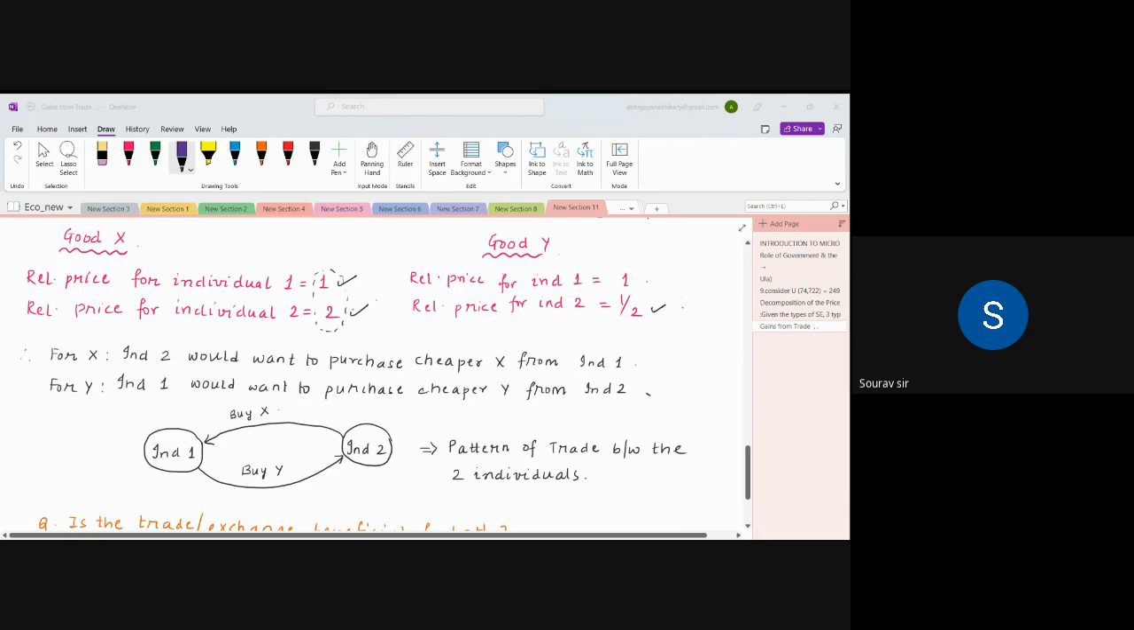How is it cheaper? Look at the figures that you have. Relative price for individual 2 is 2. What does it mean? To produce an extra unit of good X, individual 2 would have to sacrifice 2 units of Y. Correct? However, if individual 2 decides to purchase it from individual 1 instead of producing it himself, how many units of Y would he have to sacrifice? 1. Because for individual 1, the relative price of good X is 1.